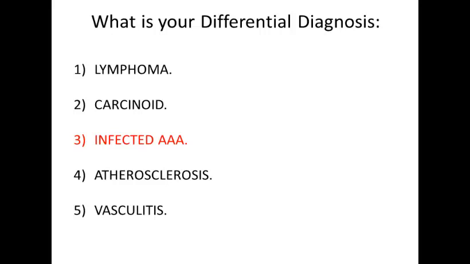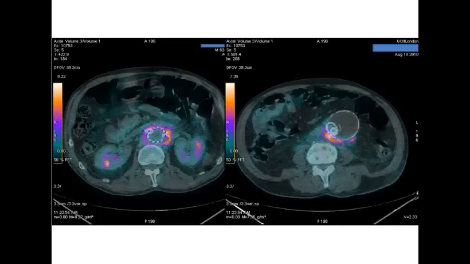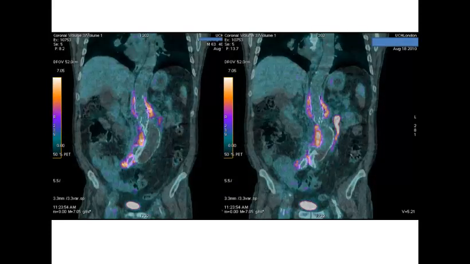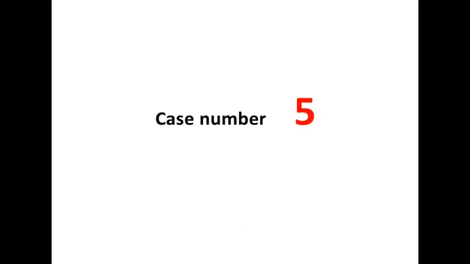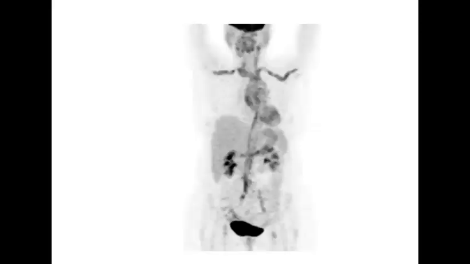If you go back to the images, these are fused images. You can see the large aneurysm which was even stented, with peri-stent FDG activity, soft tissue thickening in the CT, ill-defined stranding. This is the coronal images. This is the sagittal images, showing you the false lumen and true lumen with the activity in it. So next case.